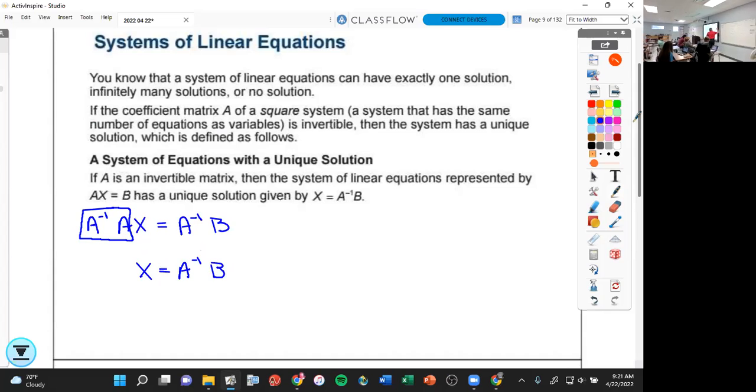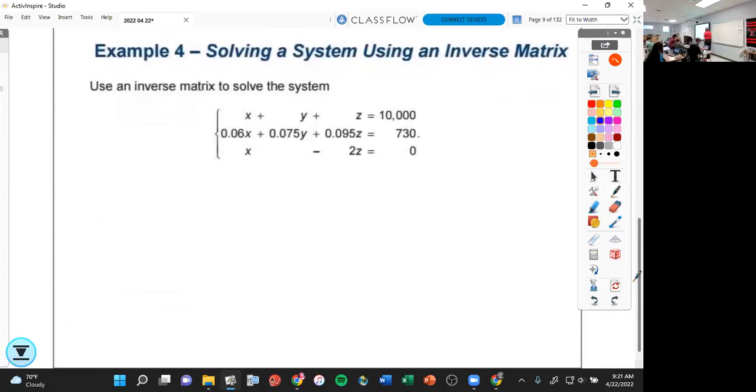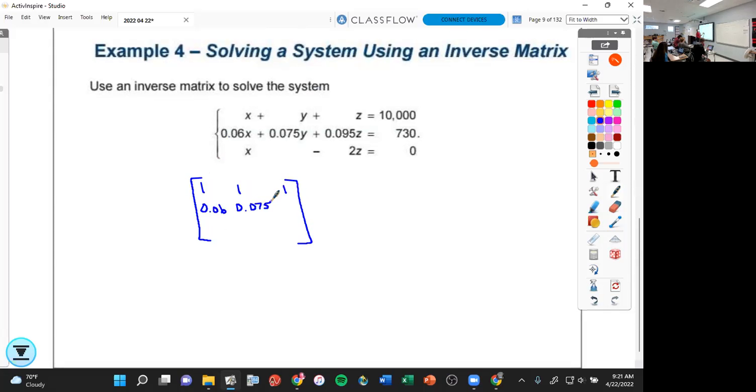And so here's what that's going to look like. I'm not going to go through all the steps of doing this, okay? So here's a matrix. If I was to write this as A, X, B, it would look like this. My coefficient matrix would be 1, 1, 1, 0.06, 0.075, and 0.095. Last row, 1, 0, -2. Y'all good with that?